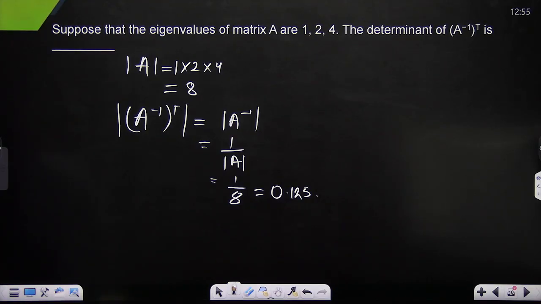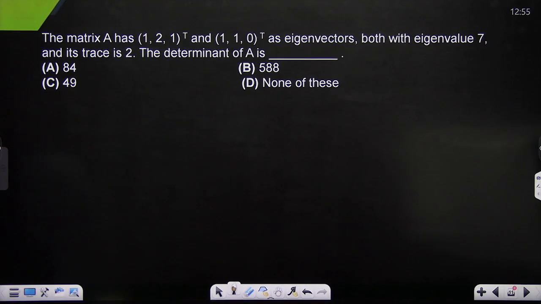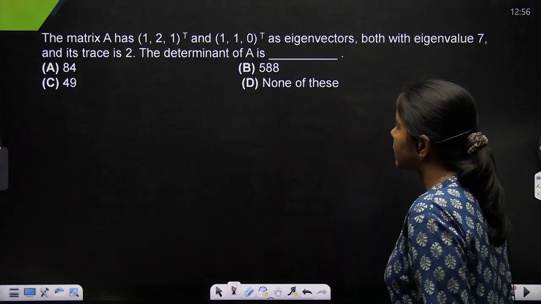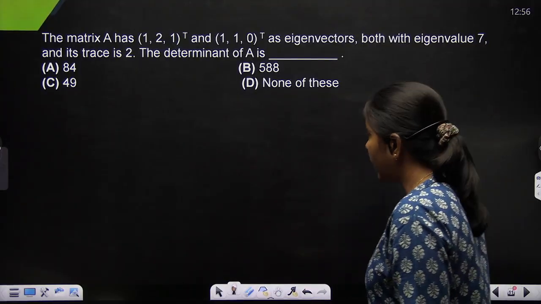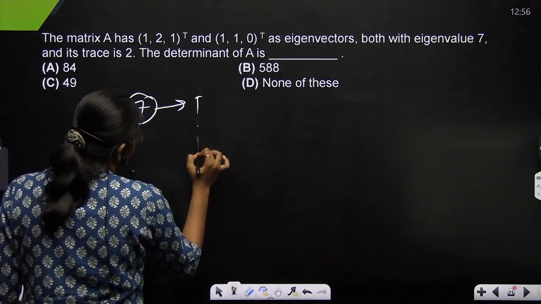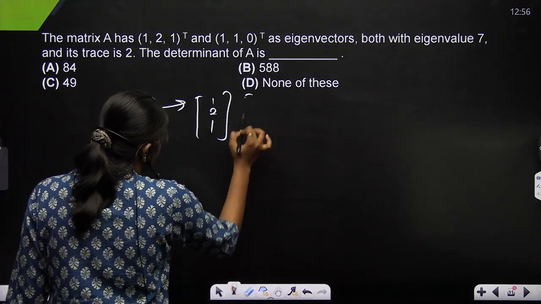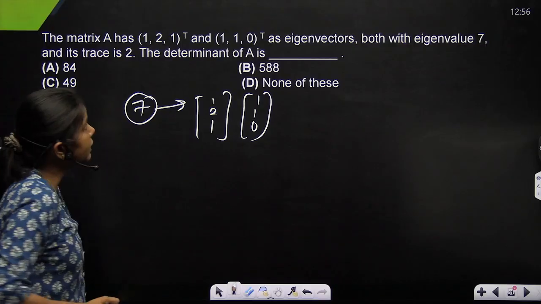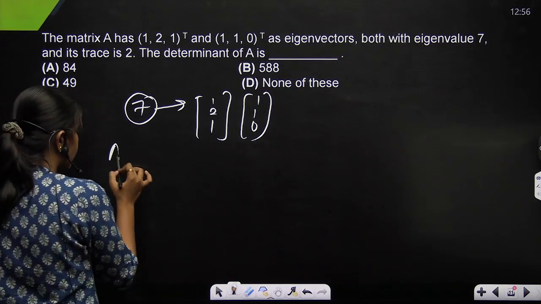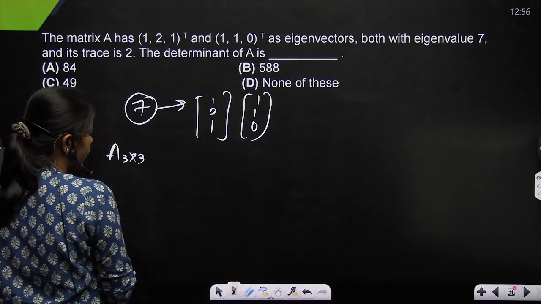Now let's see the next question. This question says that the matrix A has 1 2 1 transpose and 1 1 0 transpose as eigenvectors with both eigenvalues 7. Trace is 2. They are asking for the determinant of A. I know that corresponding to 7 I have the eigenvectors 1 2 1 and 1 1 0. And because I am getting eigenvectors of order 3 cross 1, A is a matrix of order 3 cross 3. So I need 3 eigenvalues.